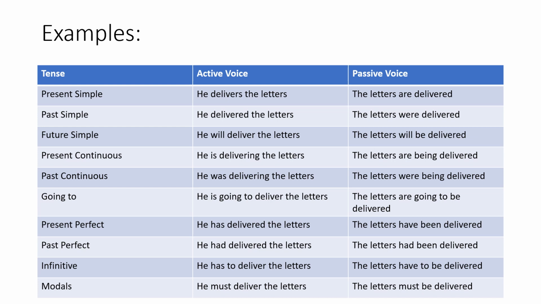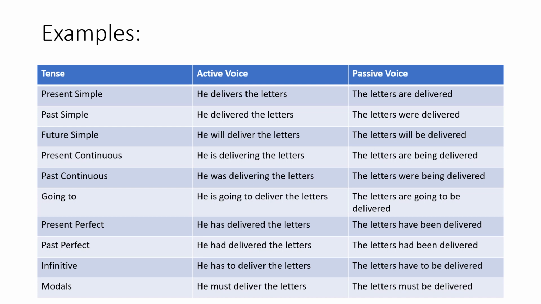In the present perfect tense, you can see that he has delivered the letters, and changing it into passive voice, the letters have been delivered. So over here we can see that the addition of have been is here before delivered. In the past perfect, we can see that he had delivered the letters in active voice. While changing into passive, the letters will come first: the letters had been delivered. Why is the addition of had there? Because it's a perfect tense.